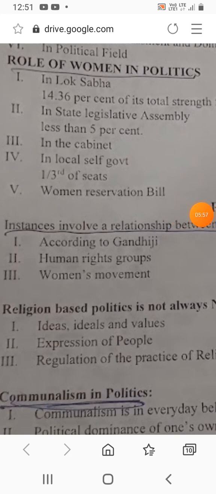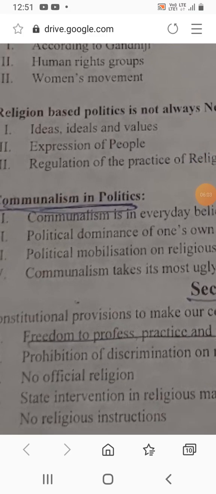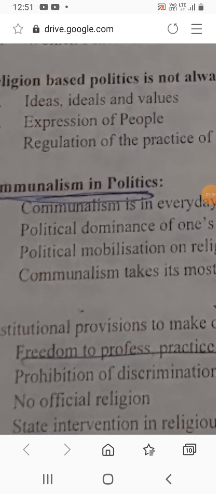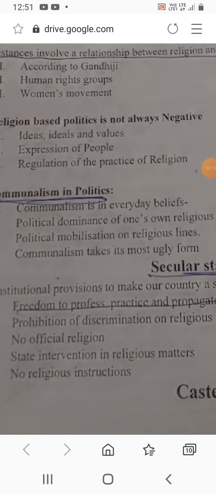MCQs also from these key facts and key points, only the MCQs would be asked. So you need not remember line by line exactly. This is the emphasis. And by giving this kind of point headings, if you write the answer, the examiner will get impressed really. Suppose you write first point, communalism is in everyday beliefs. Then you underline that point, and under that point heading, you are writing how we find communalism is in everyday beliefs. 3-4 lines you are writing.